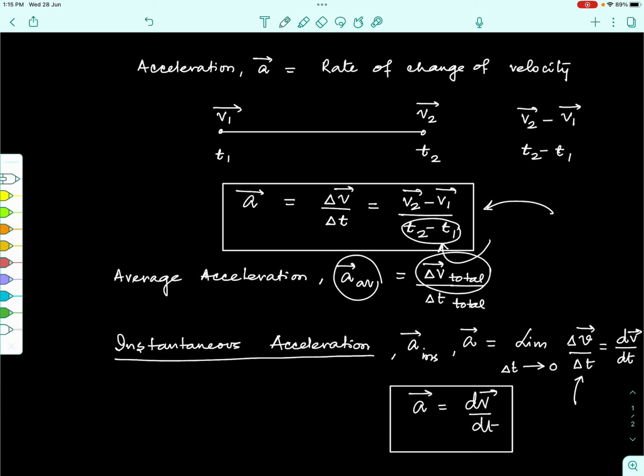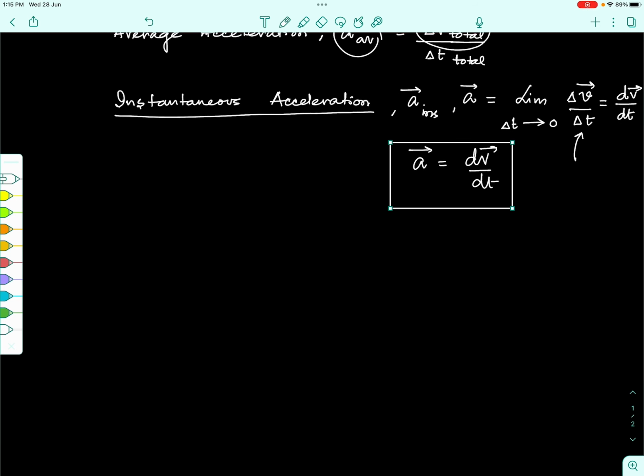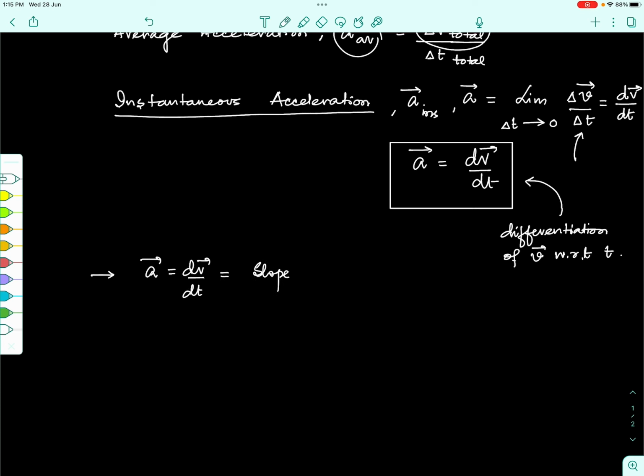This is an important relation. It is through this relation that we derive many other relations when we talk about different types of motions of bodies. This is nothing but the differentiation of velocity with respect to time. We also understand that, by the formula a equals dv by dt, dv by dt is nothing but the slope of the velocity-time graph, the vt graph, as we discussed in the case of speed and velocity in the previous videos. If we have a velocity-time graph, the slope of that graph at a given point will give us the acceleration of the body. So, the slope of the vt graph gives the instantaneous acceleration.